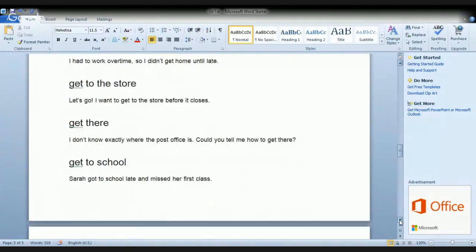Let's see, so get there is the next example. It says, I don't know exactly where the post office is. Could you tell me how to get there? How can I arrive to the post office? Okay, so when someone says, could you tell me how to get there? They're asking for obviously directions. And so they go right, they go left, they go straight, and things like that. So very good.